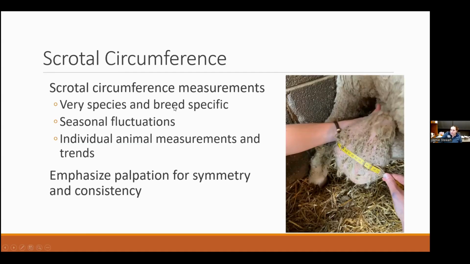And it's very species and breed specific. So when we're looking at measurements, I try to find, if I can, species or breed specific measurements, but I've also found that there are quite a few individual animal measurements and trends. So I usually just measure it for the purposes of that animal, looking from season to season to see if things change. And you'll notice again, as they go out of season, that it's going to fluctuate. So don't be surprised if you measure out of season and it drops quite a bit. But like I said, I tend to focus more on how the testicles palpate, making sure they've got enough tone, and that they're symmetrical and not too soft or too firm.